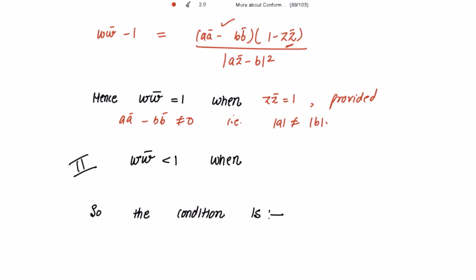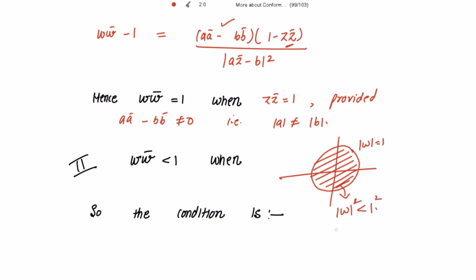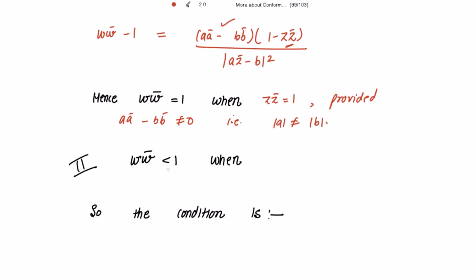Now the second part, for the interiors. When mod w is strictly less than 1, because if this is your circle mod w equal to 1, for the interior part we are considering this region, that is, mod w strictly less than 1. Or when you square both the sides, you get w w bar strictly less than 1. This is what I'm considering. We require w w bar strictly less than 1 for z z bar strictly less than 1, because the interior of the circle in the z plane should be mapped into the interior of the circle in the w plane. So for w w bar less than 1, we must have z z bar less than 1.